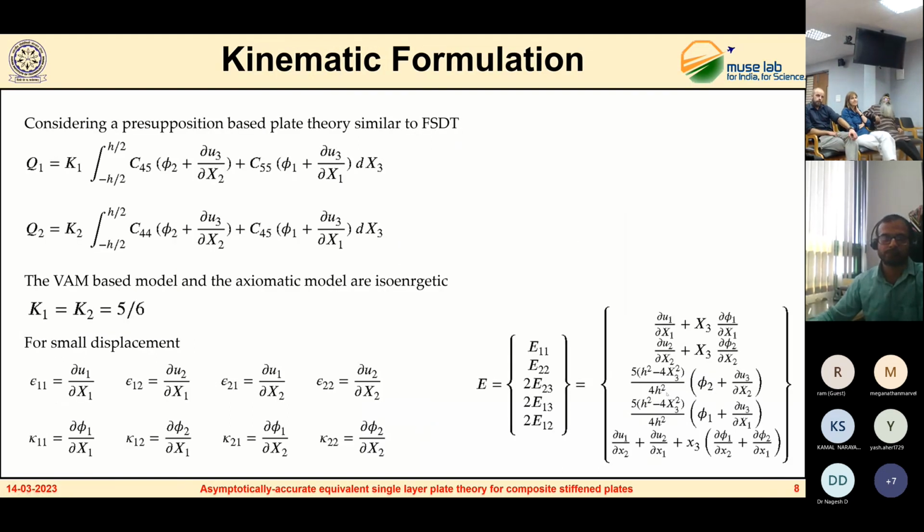Okay. And while you stay on this slide, this K1 equal to K2 equal to 5/6 was an assumption that Timoshenko had made, but this is something that you are deriving from the asymptotical theory, right? Yes, sir. So that's also a very important result for our community, right?